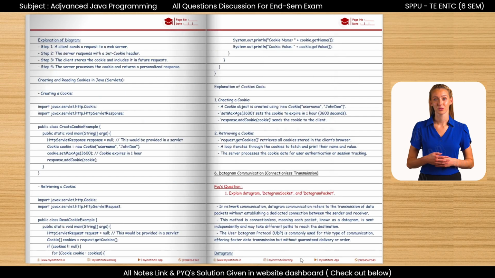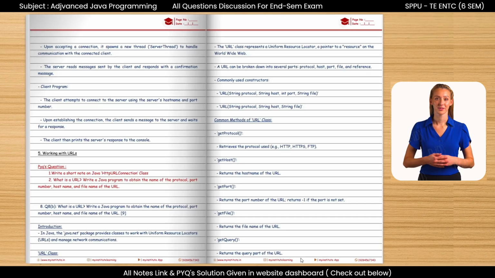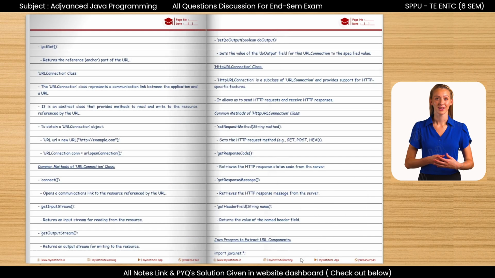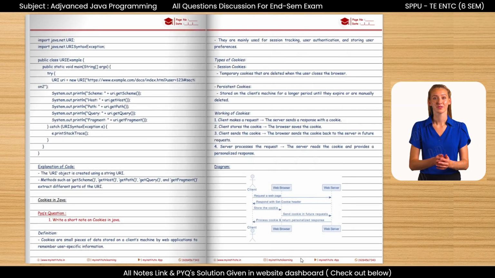Now let's move on to our next topic, which is understanding uniform resource locators. From this topic, we can expect the question like, what is a URL? Write a Java program to obtain the name of the protocol, port number, host name, and file name of the URL. A URL is an address used to access web resources. It consists of a protocol, domain, port, and resource path. Java provides the URL class to extract details such as protocol type, host name, port number, and file name.